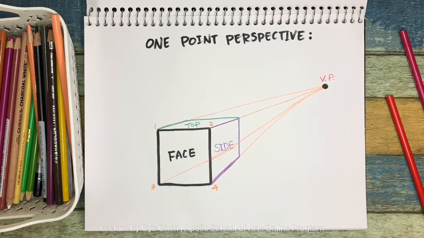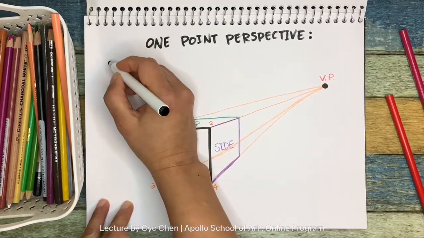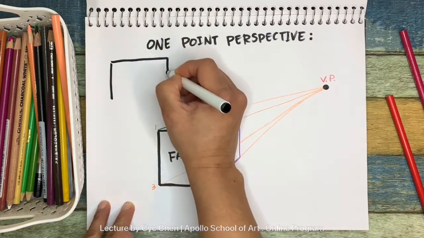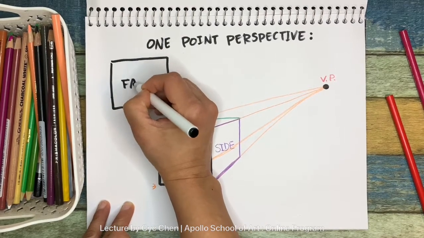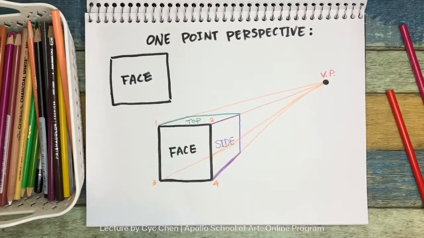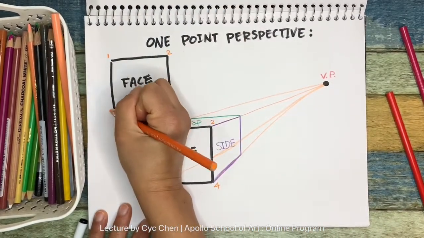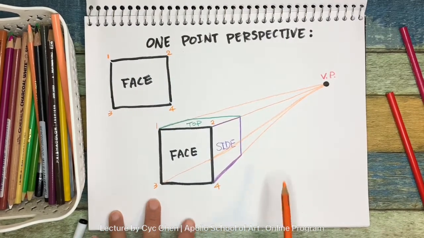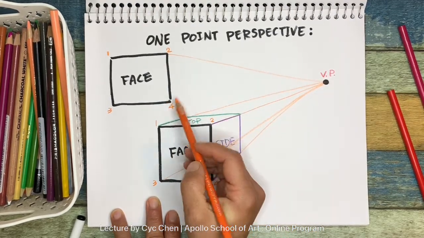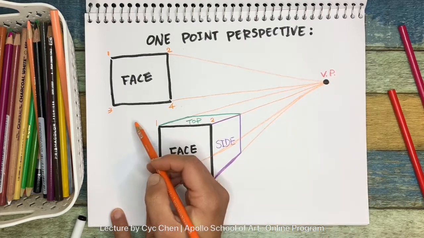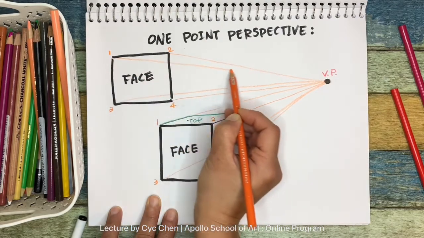So I want to do one more practice. I want to place my box maybe right here, a little bit further away. Okay, another box. So that's the face. Alright, same thing. I'm gonna name the corners 1, 2, 3, 4. Same thing, I'm gonna connect the corners all the way to the vantage point.